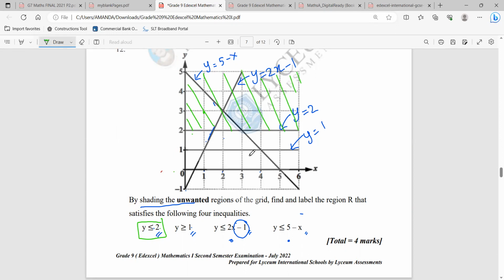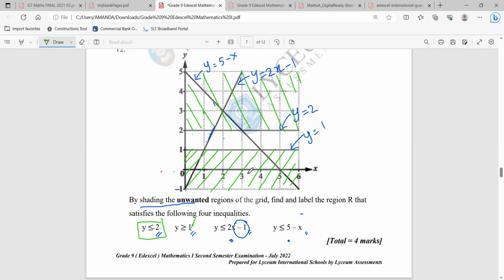And then y equals 1. Let's look at y. The y coordinates are bigger than 1. From these lines, this is y equals 1. So all the y coordinates bigger than 1 are in this area. So the unwanted area is when the y coordinates are smaller than 1. So that's for this one. I'm just coloring the area for this. Okay, so it's done. So 2 is done.